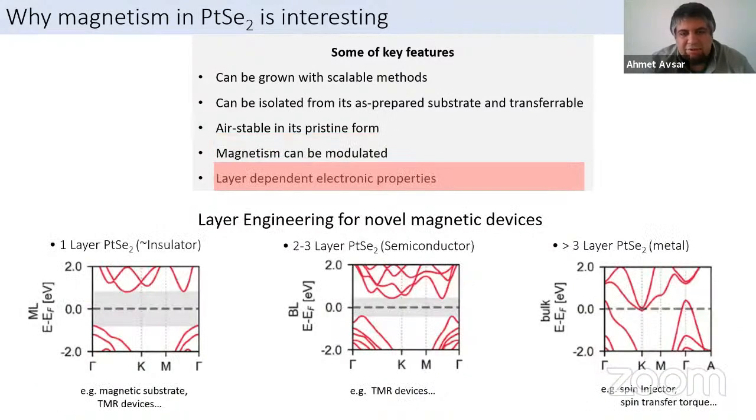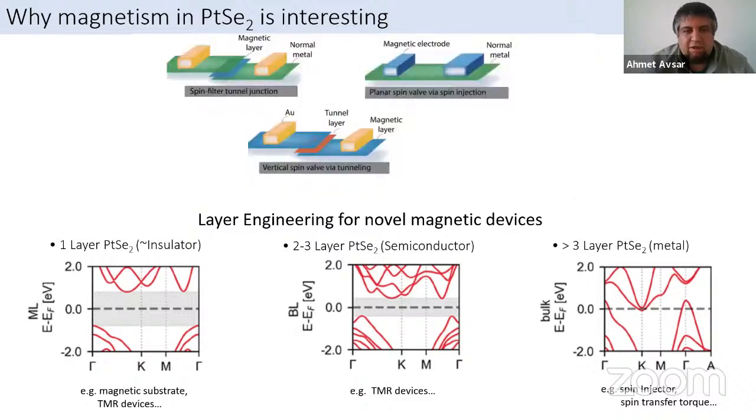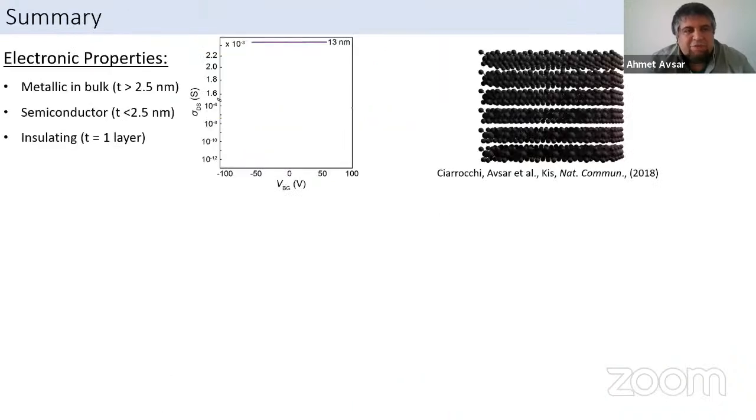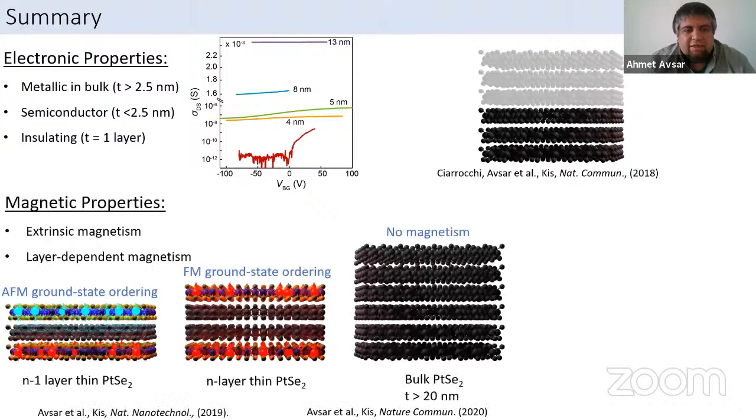Okay, and the material also has a layer-dependent electronic structure, so it can be used as a magnetic insulator or conducting magnet in several applications. In summary, the material shows thickness-dependent properties. It's a metal in bulk, a semiconductor below 2.5 nanometers, and an insulator as a monolayer. The material also shows a magnetic response below 20 nanometers, and it looks like it has a thickness-dependent magnetic ordering.